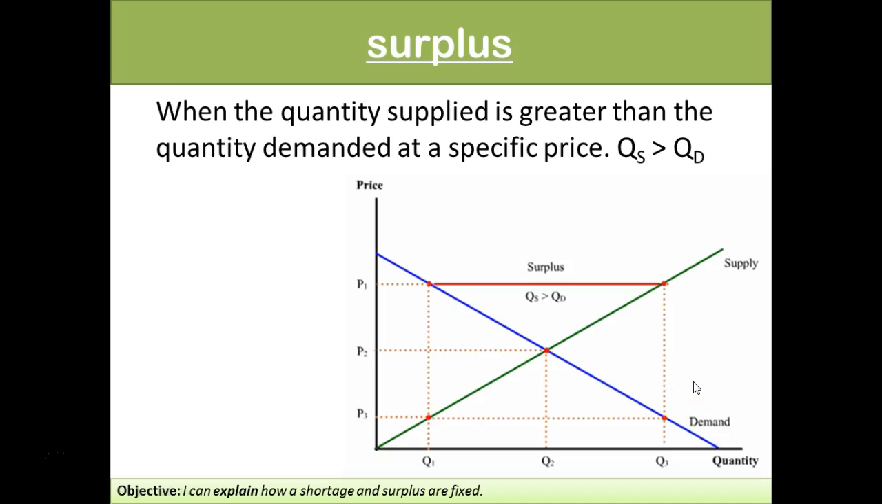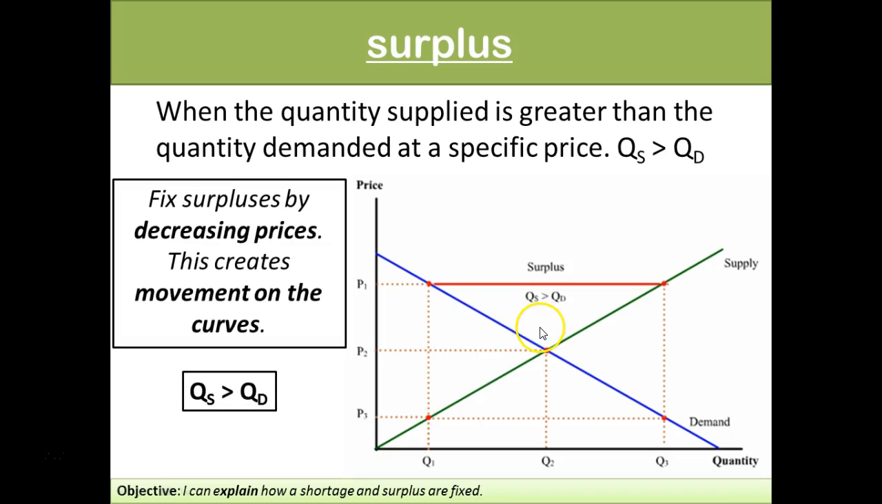The opposite of that will be a surplus. Quantity supplied is greater than quantity demanded. So at any point above equilibrium, you're going to have a surplus. And we work just the opposite way. In order to fix a surplus, we have to lower our prices. So we have movement down the curve, and that will lead us to equilibrium.